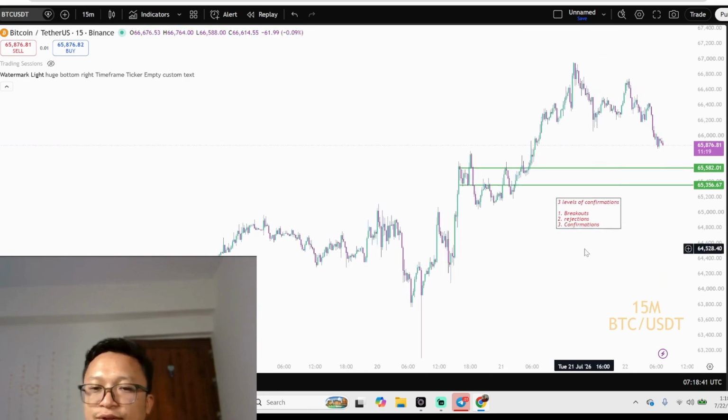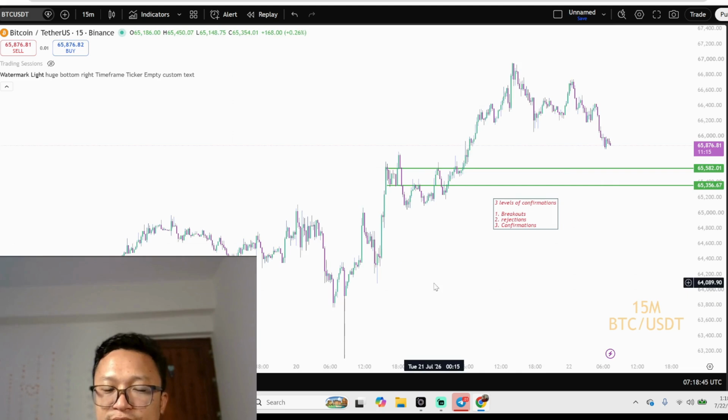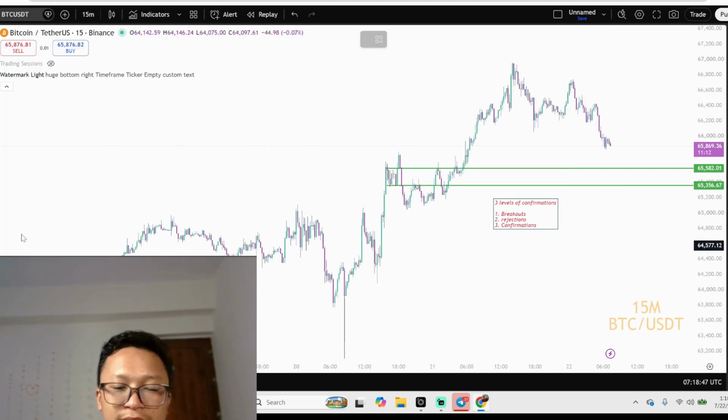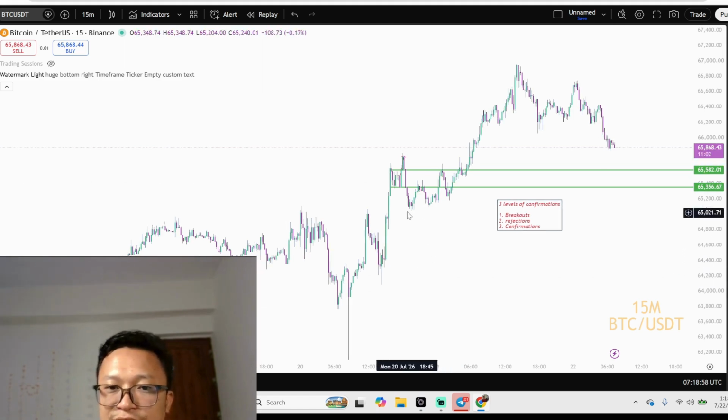We'll try to look into these levels of confirmations. Firstly, the market tries to go up and break out on the upper side as well. The second thing we require is a rejection from the downside. This is your first level of breakout. This is the first confirmation: the market has tried to break out on the upper side. So you're counting the first one, a breakout from this resistance.